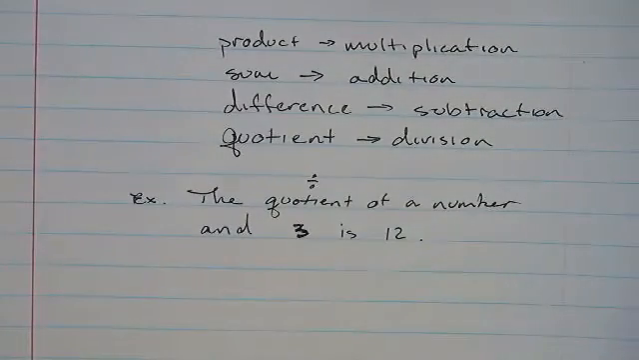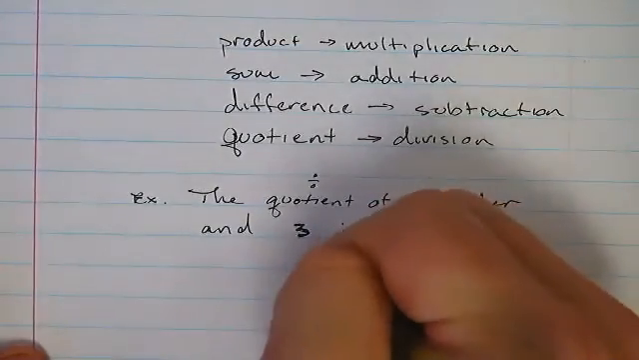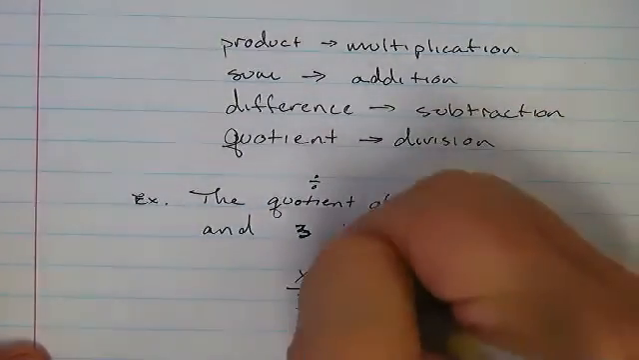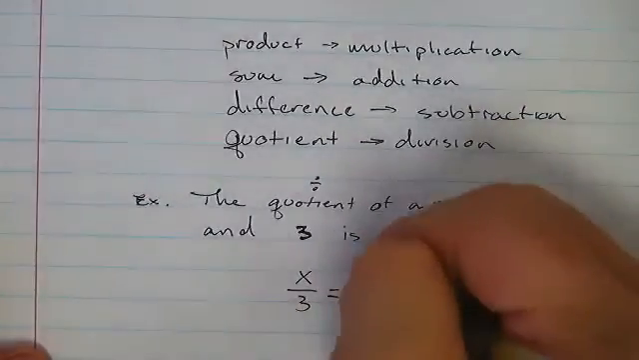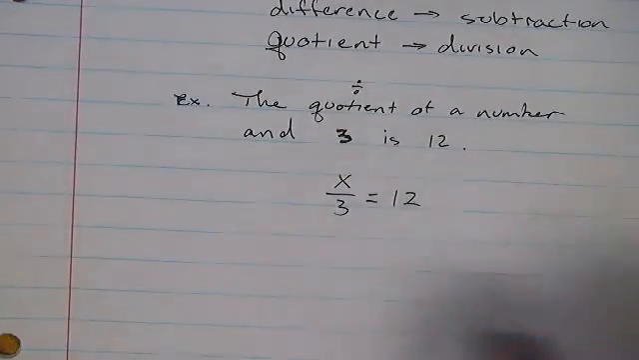Well, what does that look like? We already know what the answer should be, right? It should be 36. So how do they write that? How's that going to look? Basically it's saying the quotient of a number and 3. That means the number divided by 3. So when we write the equation, it's going to be that unknown number divided by 3 equals 12. And then if asked to solve, we revert back to our inverse operations.